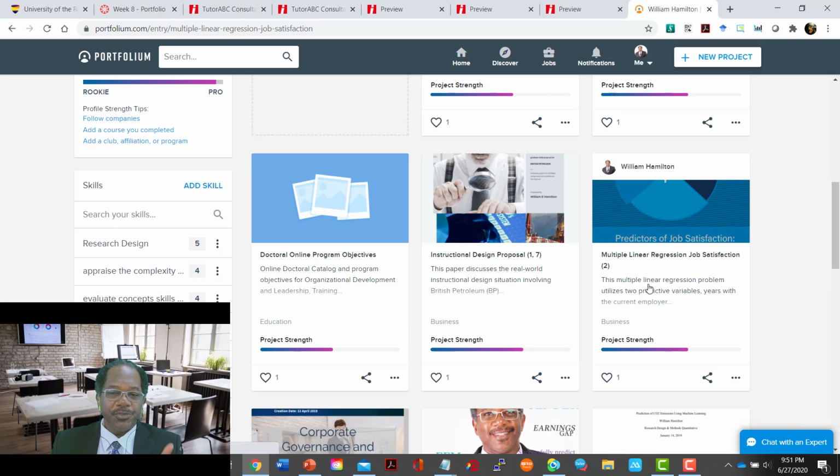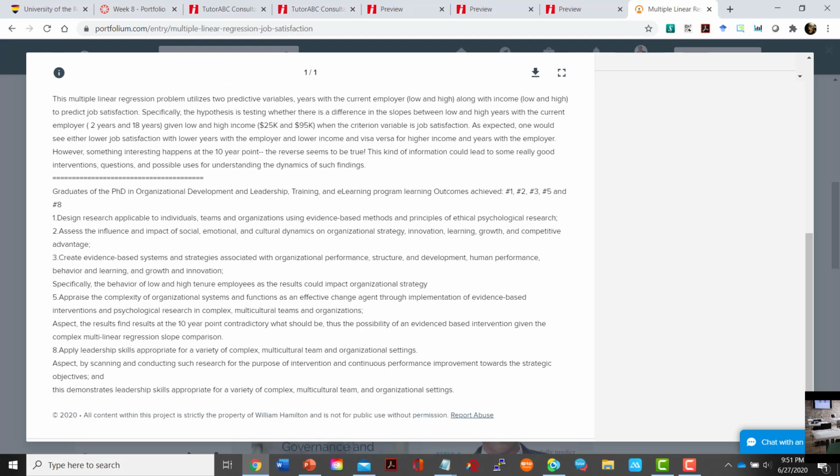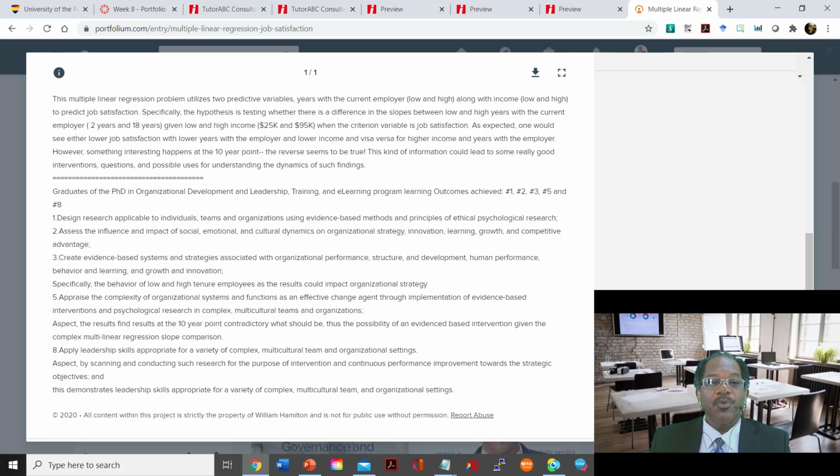This is an interesting one. Under this one, the multilinear regression problem utilizes 2 predictive variables. We're going to have 2 slopes, and we're going to compare the slopes. Years with the current employer, both low and high, along with income, both low and high, to predict job satisfaction. Specifically, it's a hypothesis test of whether there's a difference in the slopes between high and low years with the employer.